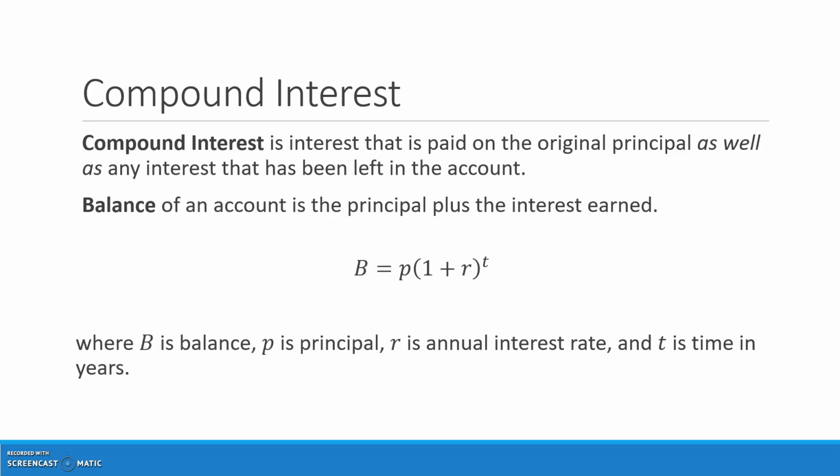Our formula is going to be that the balance of an account is the principal plus any interest earned. So principal times 1 plus the rate raised to the exponent of t in years. And so I've got this label down here. B is balance, P is principal, R is the annual interest rate, and T is the time in years.